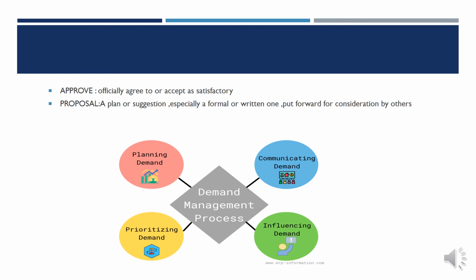So what do these terms approval and proposal mean? Approval means officially agree or to accept as satisfactory. Proposal means a plan or suggestion, especially a formal or written one, put forward for consideration by others. The demand management process involves four main things, namely planning the demand, communicating the demand, influencing the demand, and finally prioritizing the demand.